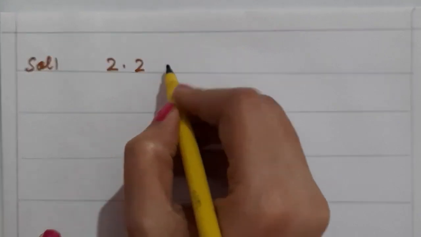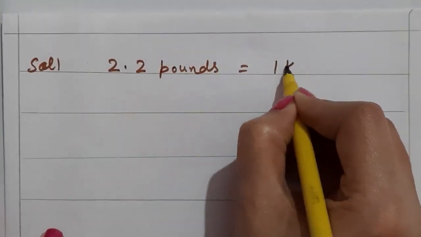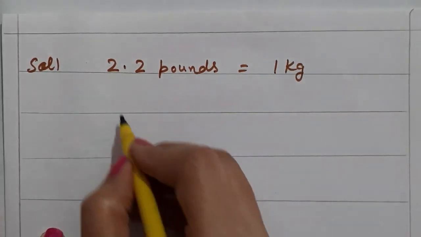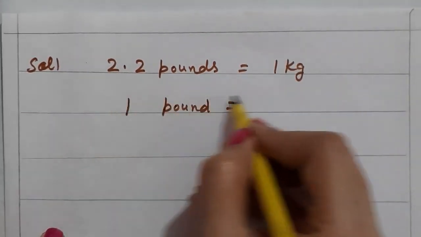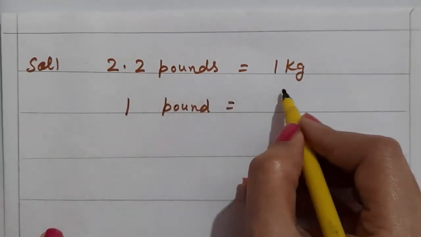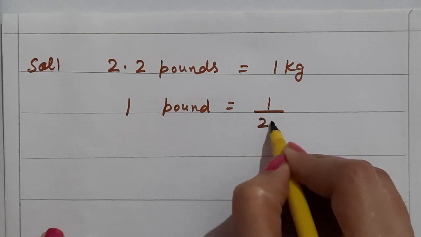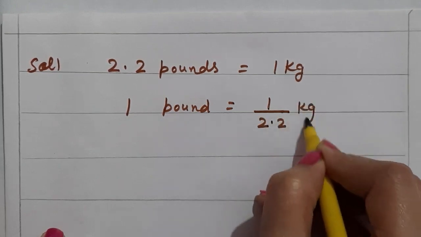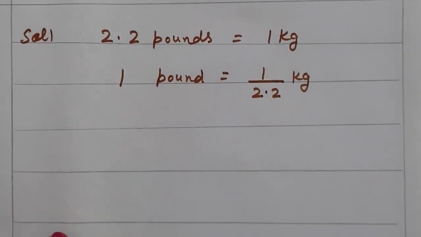Now this is a very important part. Revise very, very carefully and listen to me. 2.2 pounds is equal to 1 kilogram. So 1 pound is equal to, we will shift 2.2 to the right side, 1 upon 2.2 kilogram. Shifting we have done previously also.